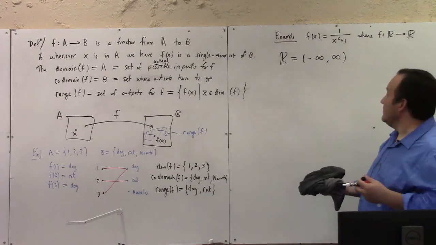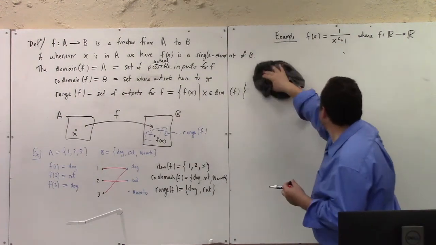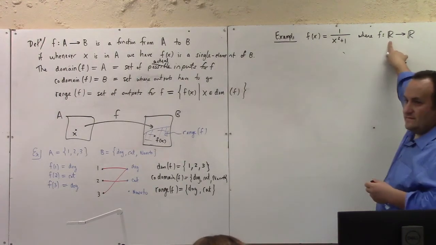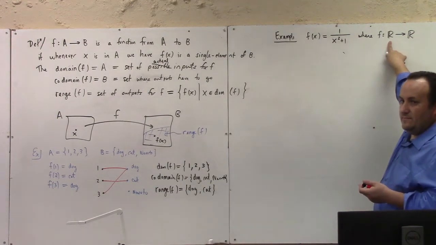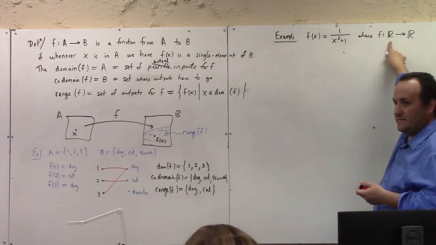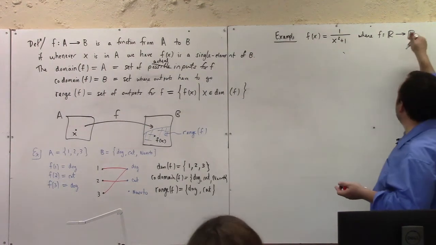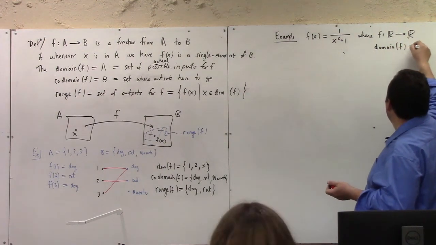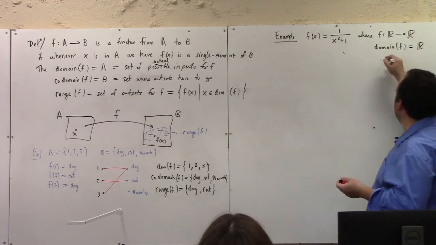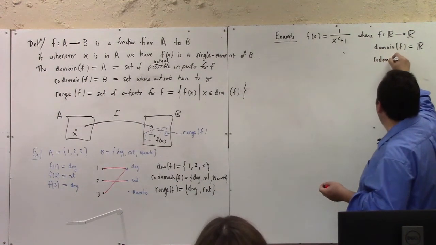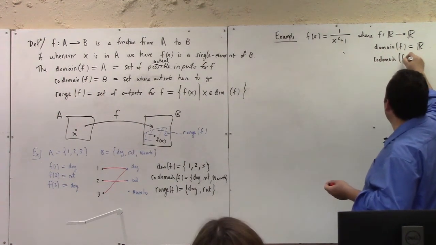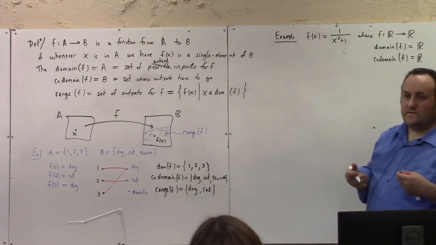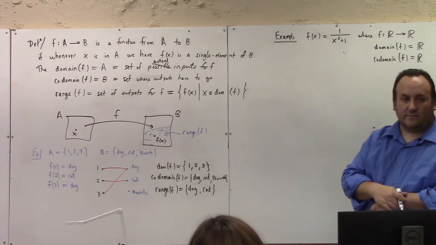Okay, so what's the domain? Once I write this, you know what the domain is. I gave you the domain for free here. The domain is the real numbers. The codomain is also the real numbers because I wrote this here. What's the actual range, though? How would you figure out the actual range?